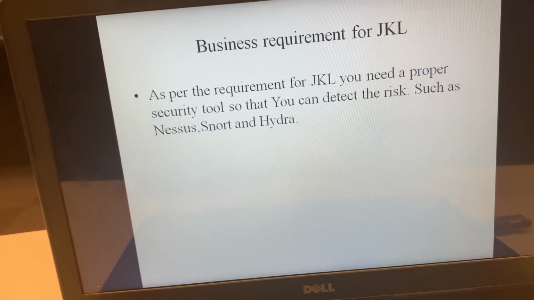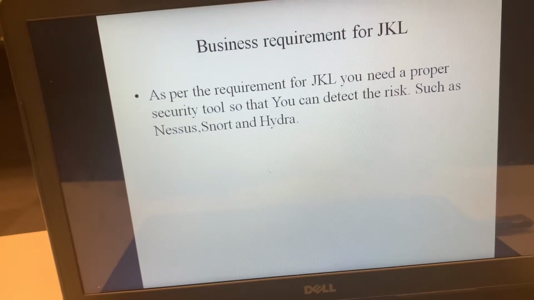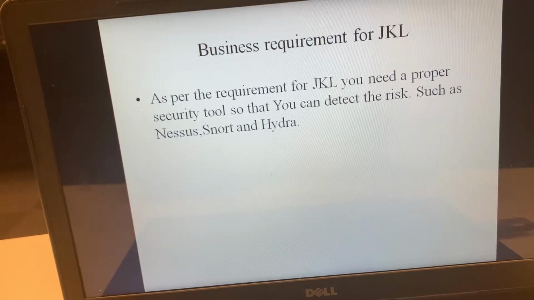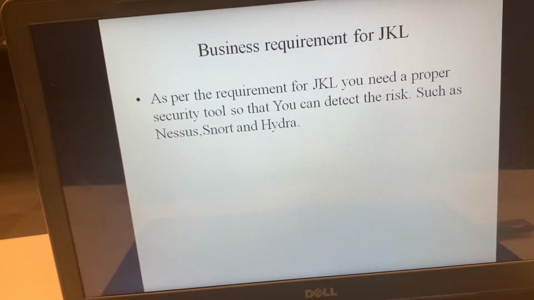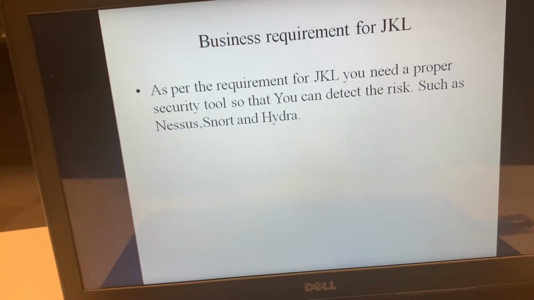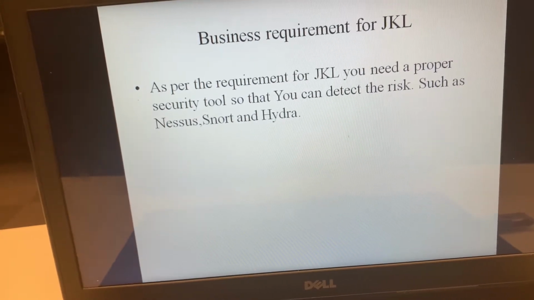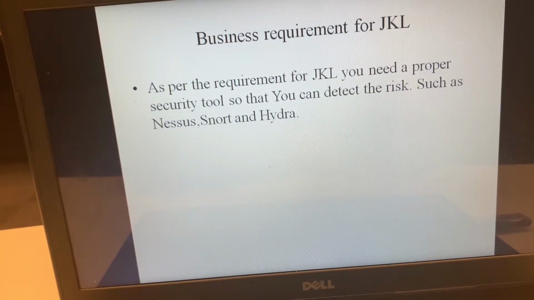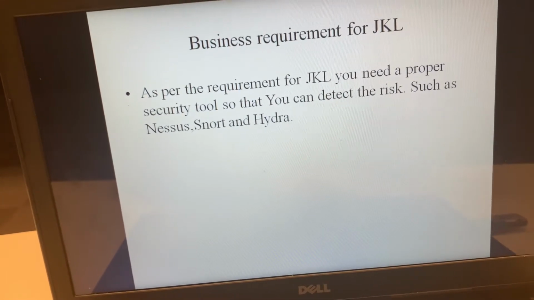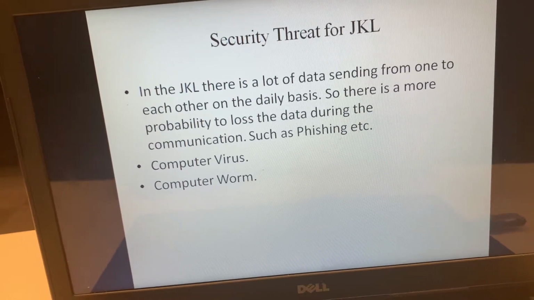As there is a case scenario, I will discuss the business requirement for JKL, which is a small company. As per the requirement, JKL needs a proper security tool so that it can detect risks, such as Nessus, Snort and Hydra. So JKL needs some of these security tools to protect its digital information and data from various attackers. Security threat for the JKL company.